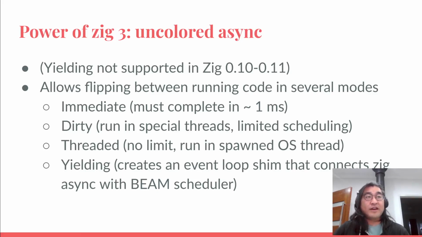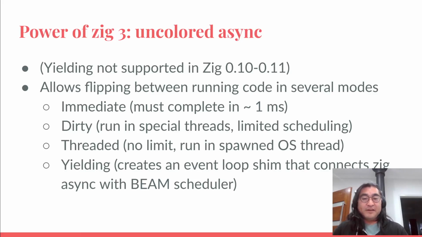So you can saturate your ability to execute those functions. There is threaded mode, which has no limit, but it has the overhead of having to spawn a special OS thread. And there's yielding mode, which creates an event. In the case of Ziggler, it will for you create an event loop shim that connects Zig async with the Beam scheduler. This is probably the best mode that you can run in if you could.